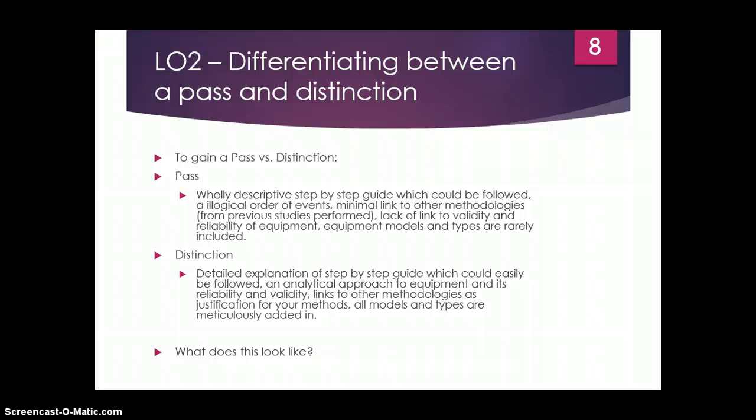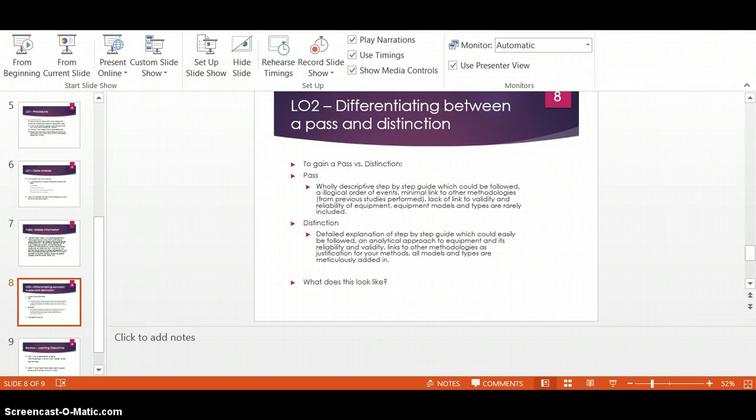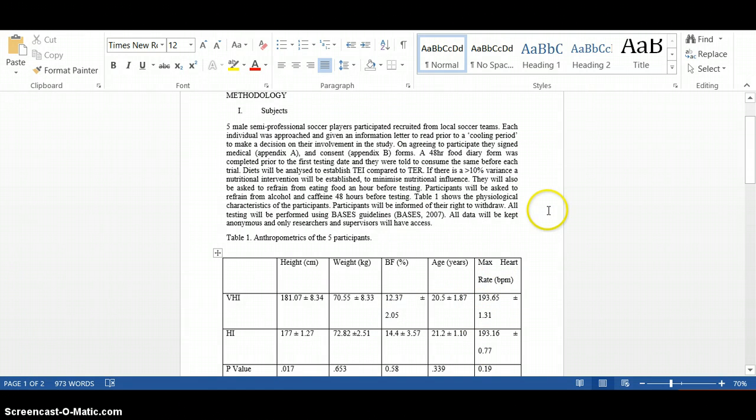So what does this look like then? Let's have a look at a couple of examples, and we will start with the distinction. Okay, so straight away we can see that this section starts with the subjects. In this study we've got 5 male semi-professional soccer players. So straight away we can see how many people are in the group, what gender they were, and what sport and what level they're at.